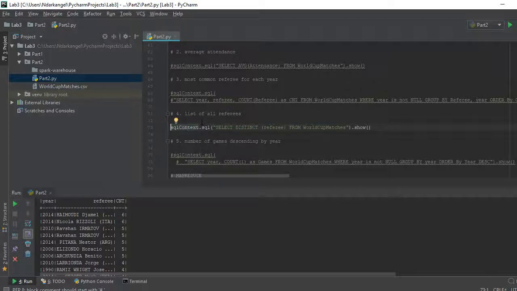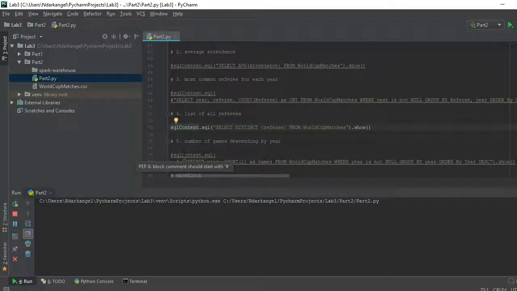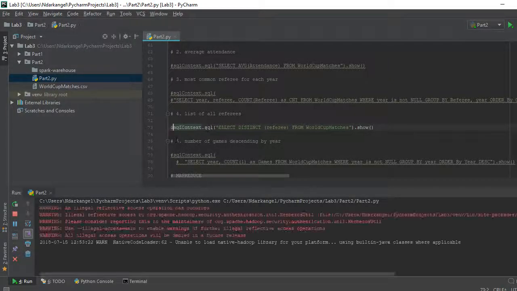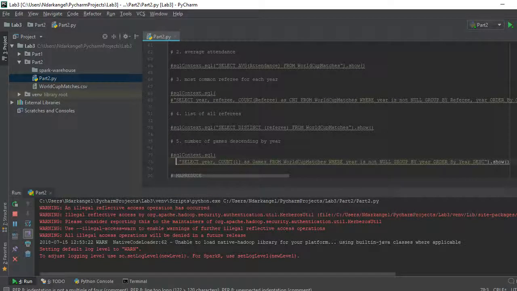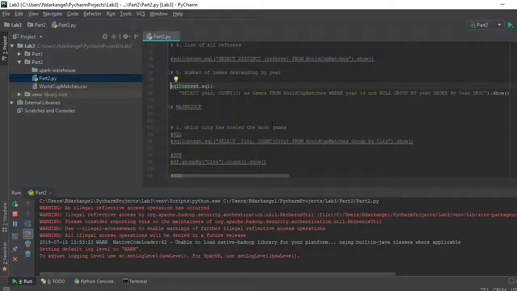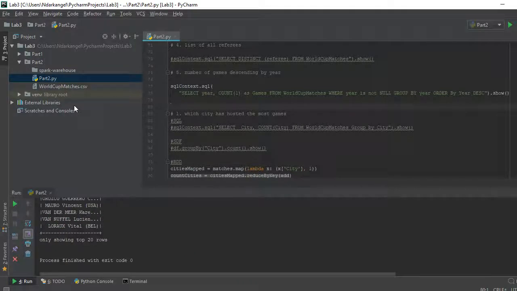And so this is the fourth one. You see the most common referee for each year. This is the most common referees. This is the most common referee in 2014. He was the most common one to use. And then this one lists all the referees. You see, it's running perfectly.